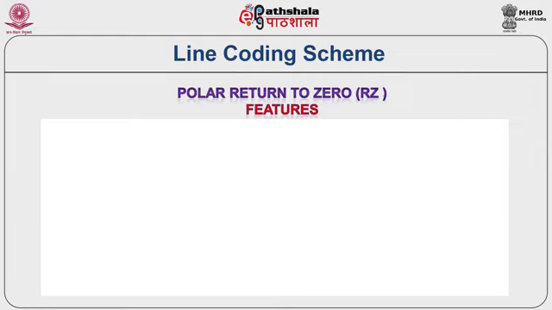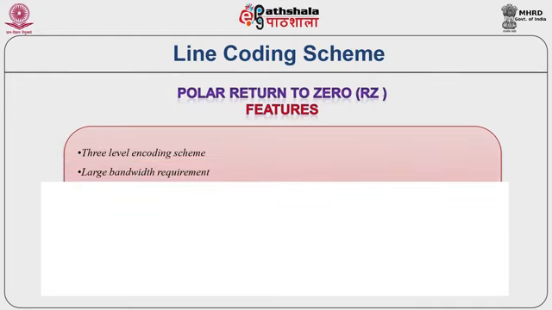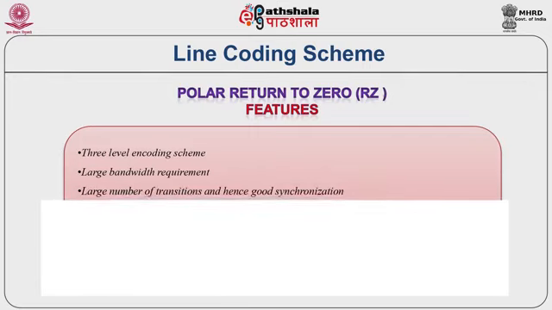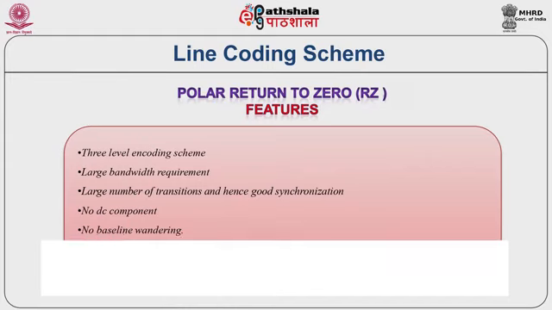Let us now see the key features of a polar return to zero (RZ) encoding scheme. Our polar return to zero has three voltage levels: positive, negative, and zero. To encode a data bit, this scheme requires two transitions per bit interval. Hence, the encoded signal requires higher bandwidth. With the increase in the number of transitions, the synchronization between the transmitter and receiver is good, hence has self-synchronizing capability. There is no DC component and baseline wandering problem in the scheme.